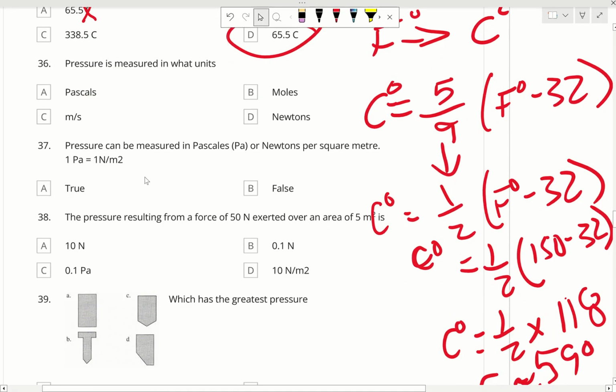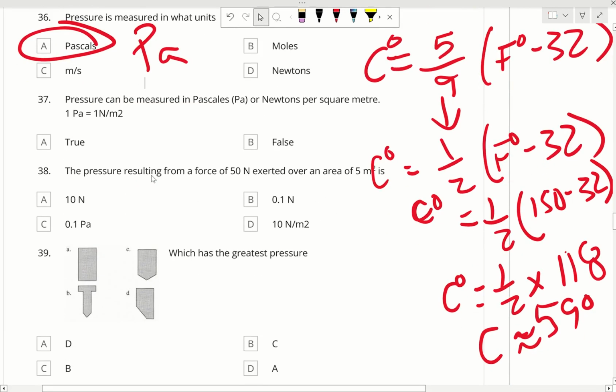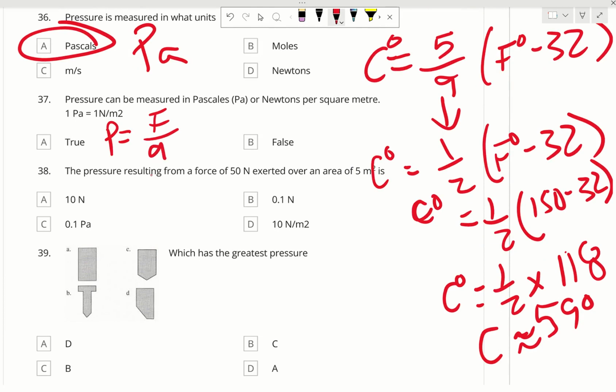Number 36, pressure is measured in what? Pascals, or Pa. Pressure can be measured in pascals or newtons per square meter. If I use my formula, P equals force divided by area. Force is in newtons, area is in meters squared, or square meters. So N divided by m squared is the same thing as Pa.